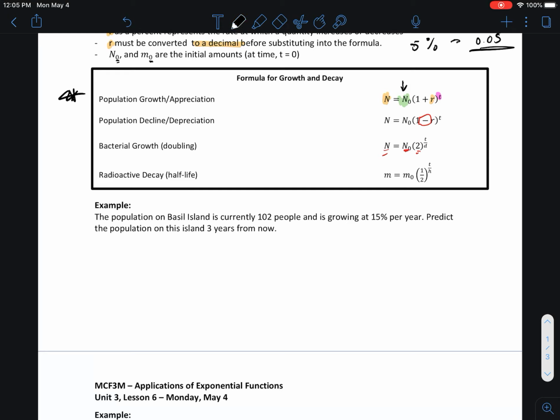So the population on Basel Island is currently 102 people, okay? I see a current condition, a starting point, right? So I'm going to say N naught is 102 people, okay? And naught, you'll see, appears in all of the equations, right? So I'm safe. I don't know which equation I'm using yet, but that's my starting point, right?